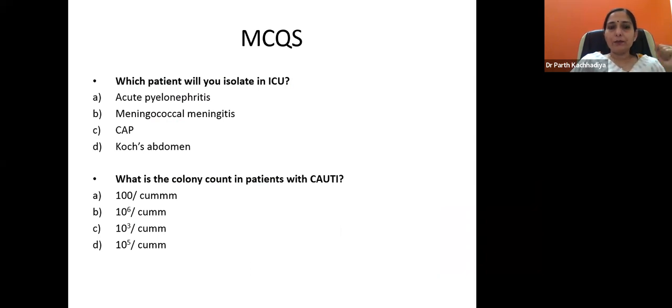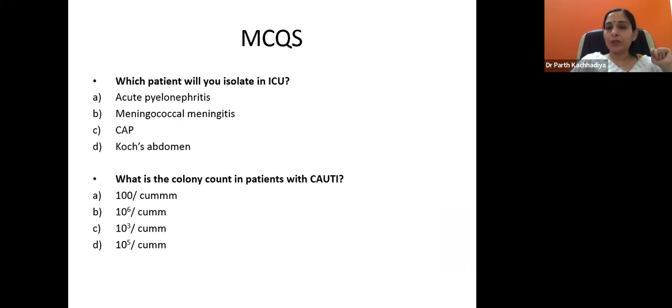If you are the ICN, then which patient will you isolate in the ICU? Acute pyelonephritis, meningococcal meningitis, community acquired pneumonia, etc. Which will you isolate? Those who have paper and pen can write down the option, and then check in the next slide. I will give you the answer in that.